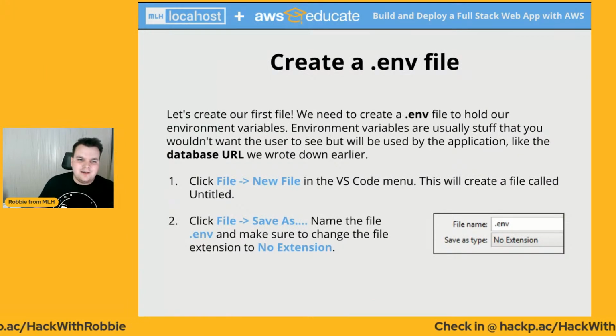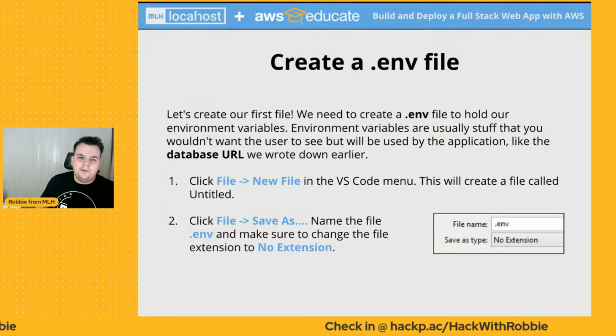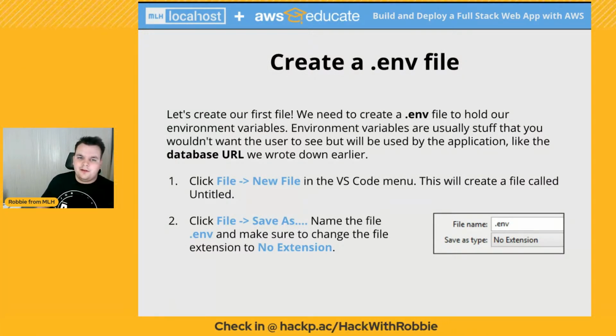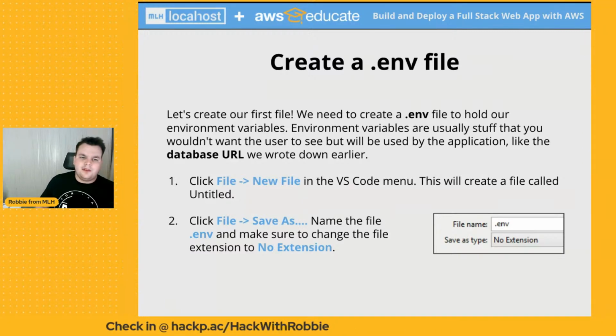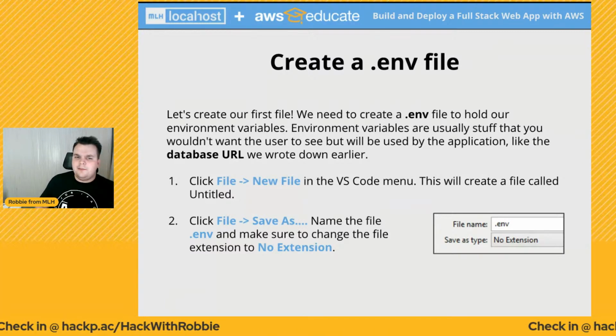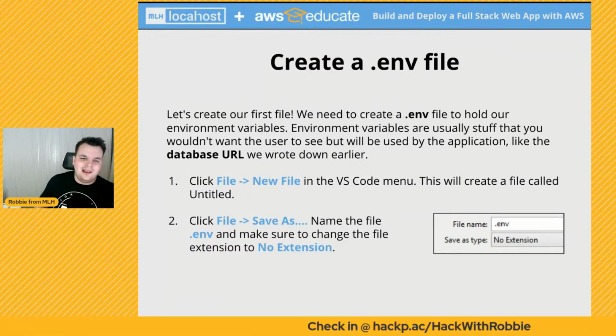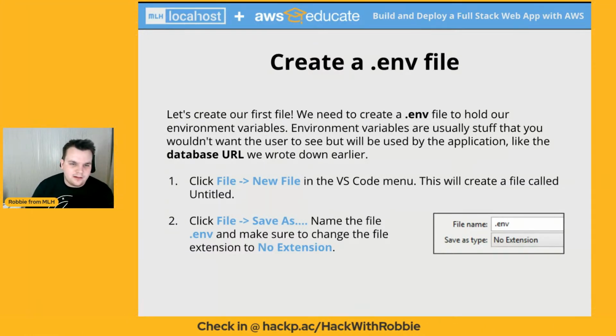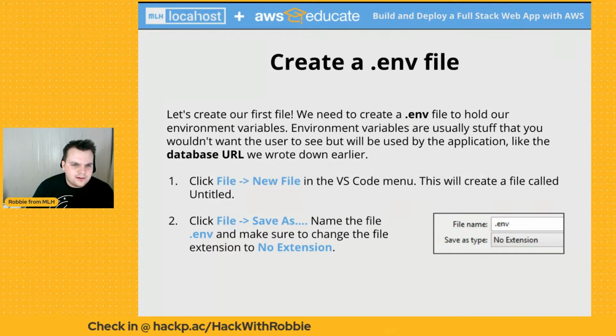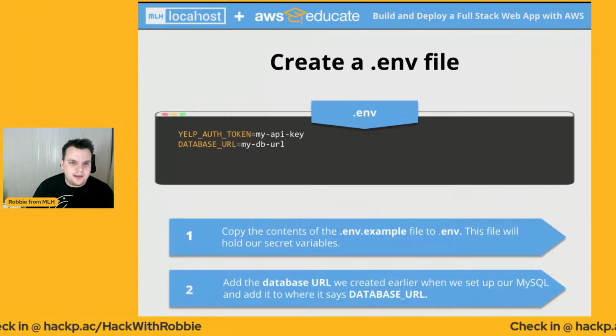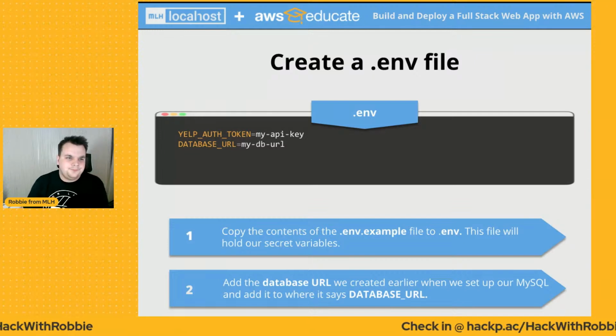Let's create an env file. This will hold our environment variables. It's usually stuff that we wouldn't want the user to see, but would be used by the application, like the database URL we wrote down and lost earlier. So let's make a new file, .env. I'm actually just going to copy the existing example file, I think.